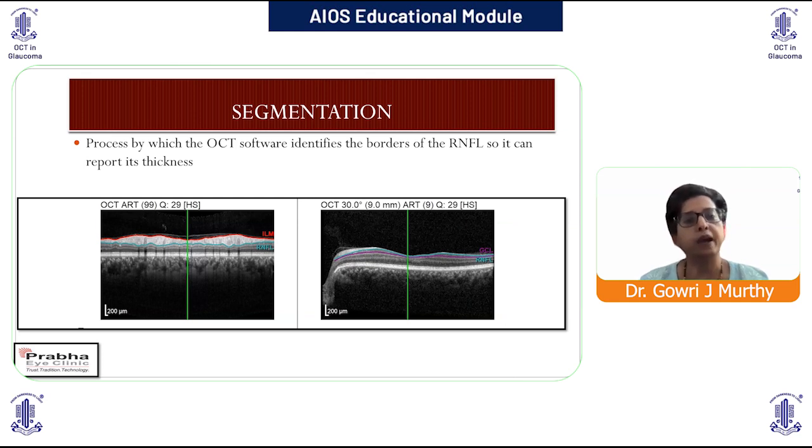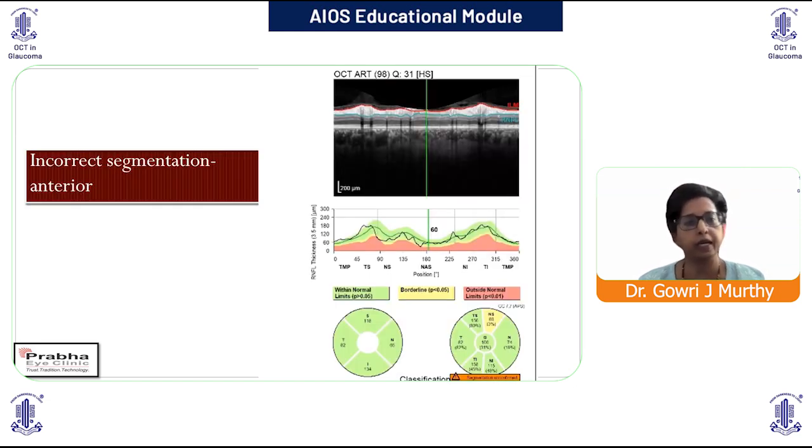Segmentation is the process by which the OCT software identifies the borders of the RNFL so that it can report its thickness. These segmentation algorithms allow identification of both the anterior and posterior limits of the RNFL, and there can be errors in the segmentation which can cause errors in the measurement of the retinal nerve fiber layer thickness.